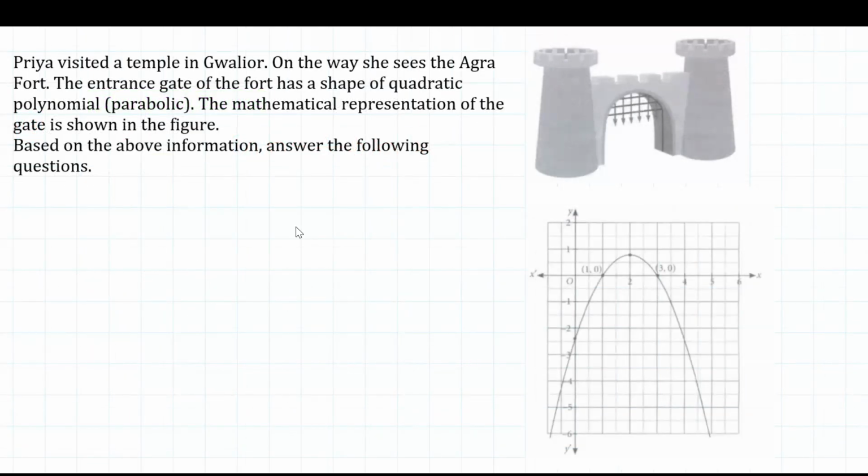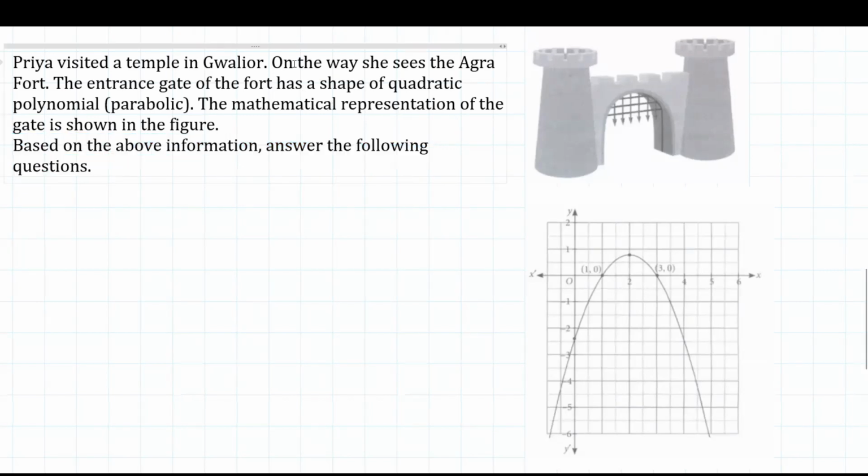And the next case-based question says Priya visited a temple in Gwalior. On his way, he sees Agra Fort. The entrance gate of the fort has the shape of a quadratic polynomial. Well, this is clearly a parabola, a downward parabola, indicating it is a polynomial that is quadratic. Further, he says the mathematical representation of the gate is shown in this figure over here. Based on this, we have 5 questions to answer.